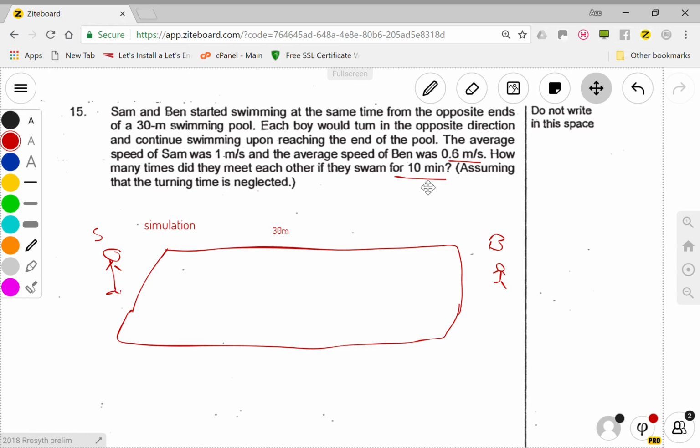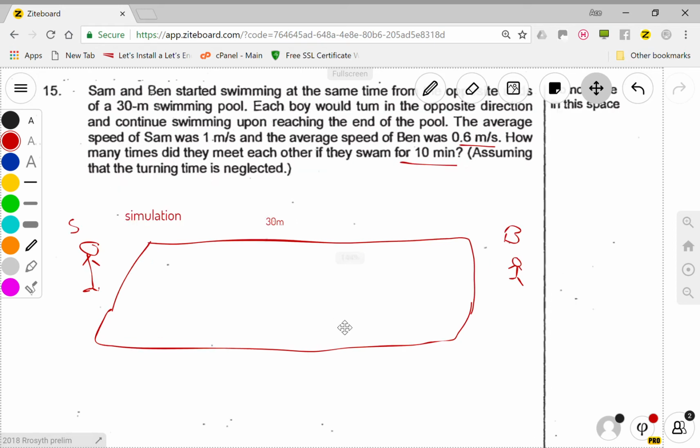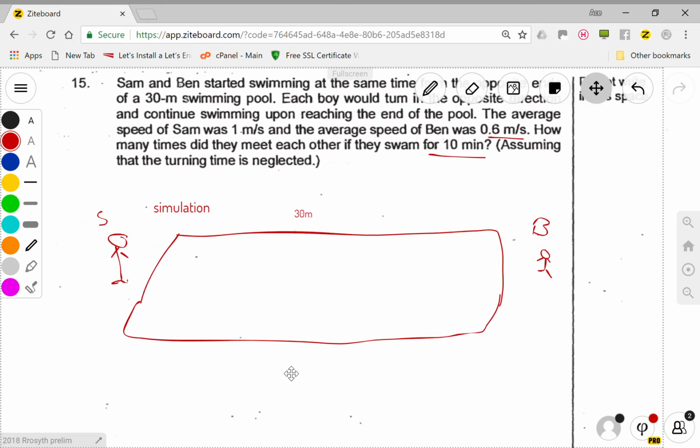Are you able to calculate that? How many laps would he be able to swim? He's swimming 1 meter per second. How much time is he going to need to swim 1 lap of 30 meters? 20 seconds, is it? Oh, he can swim 20 laps. Yeah, very good. So Sam is going to swim 20 laps. That's very fast calculation.